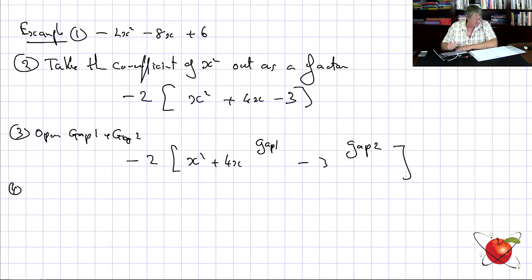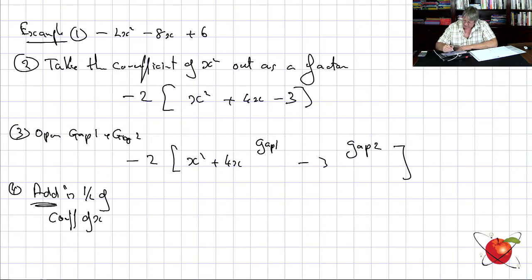Step 4, okay, is I'm going to add in half of the coefficient of x, all right? So into gap 1, I'm going to rewrite it for you here, x squared plus 4x plus, okay, shall I do it in red? I think so. Let's do it in red. Okay, the whole thing, all right, plus, there's my add, half of the coefficient, 4 over 2, and square it, right?